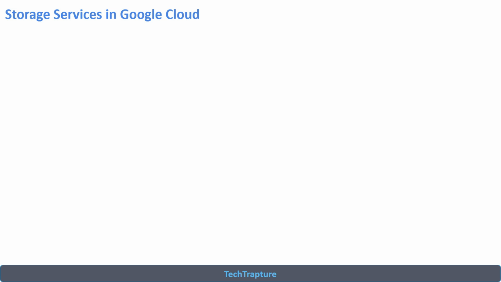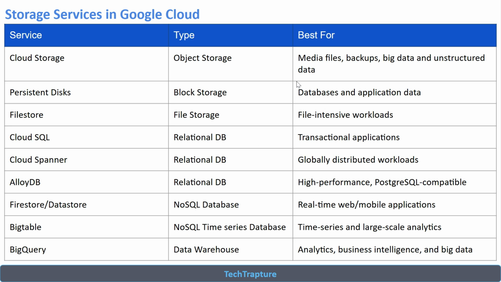Now let me show you a summarized view in tabular format. You can use this table before going to the certification exam to understand it better. We have Cloud Storage, which is object storage used for media files, backup, big data, and unstructured data. Persistent Disk is block storage which can be used with Compute Engine. Then we have file storage for file intensive workloads. Then relational databases: Cloud SQL, Cloud Spanner and AlloyDB. Then NoSQL databases: Firestore, Datastore and Bigtable. And then the data warehouse, BigQuery.